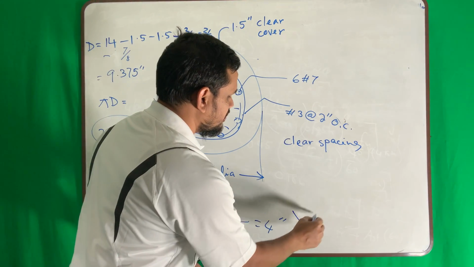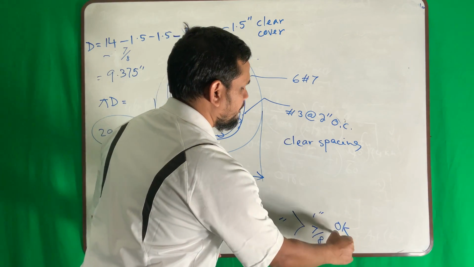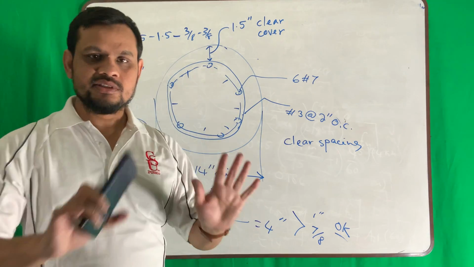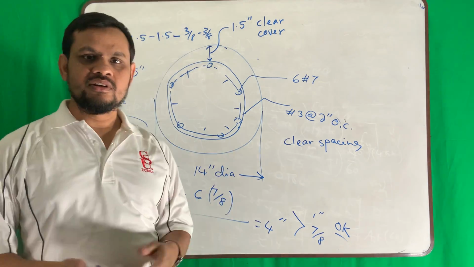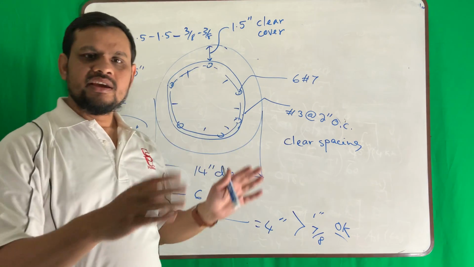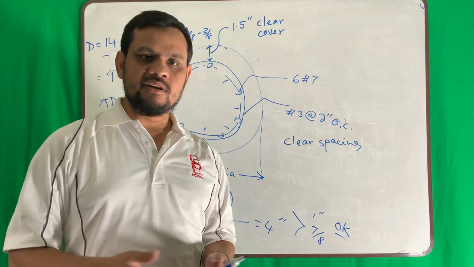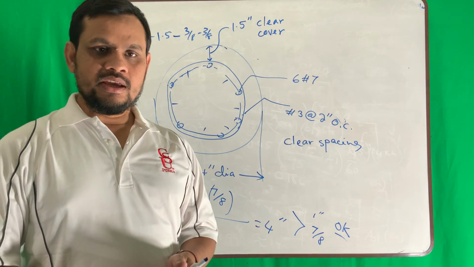This is greater than 1 inch or bar diameter, so it is okay. Number of bars 6, so 6 is okay. Size 14 is a good number. So overall, you have to check all this. Hopefully you understood how to design a spiral column. Nothing scary, just follow all the steps. Thank you.